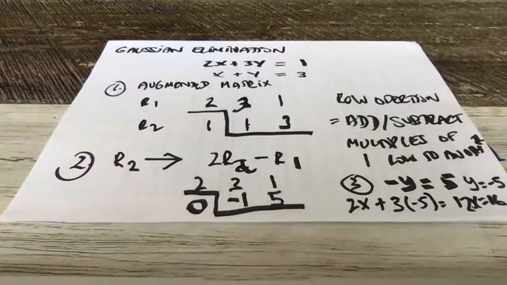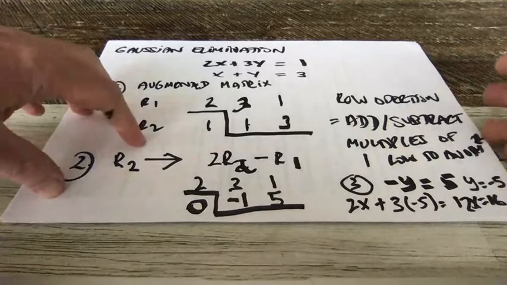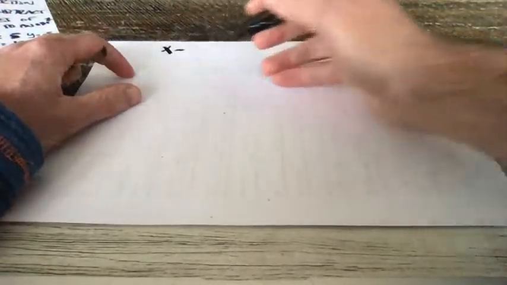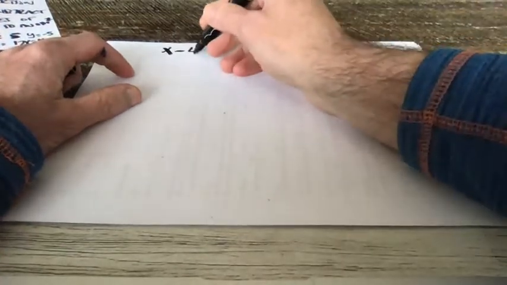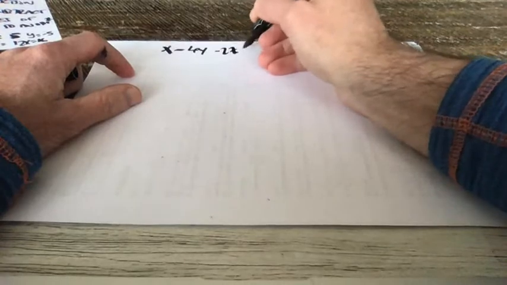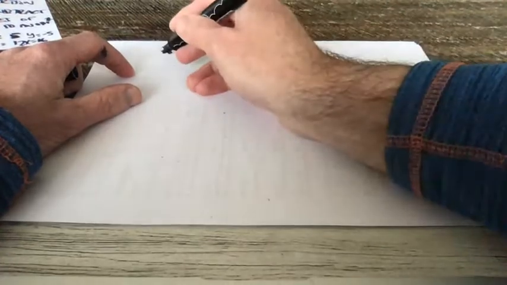All right, so let me make it even more embarrassing by showing you how to use Gaussian elimination to solve a 3x3 system. So you've got 3 equations and 3 unknowns. Now I'm going to use the example in the book. So here it is: x minus 4y minus 2z is equal to 21.